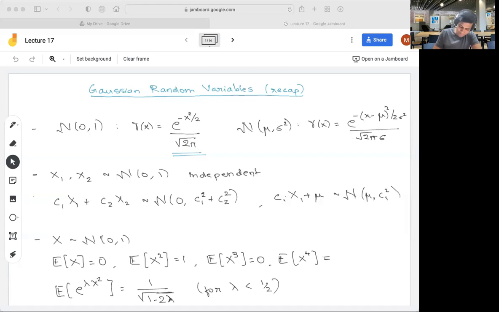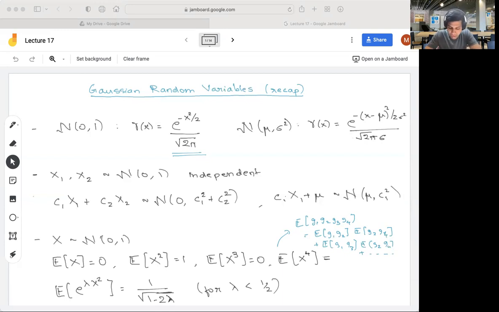But you can check, and in particular in the homework, we have that if you have G1, G2, G3, G4, which are jointly Gaussian, then the expectation can be written in terms of expectations of pairs. So expectation of G1 G2 times expectation of G3 G4, and then similarly expectation of G1 G3 times expectation of G2 G4, and one more term which will have G1 G4 and G2 G3.